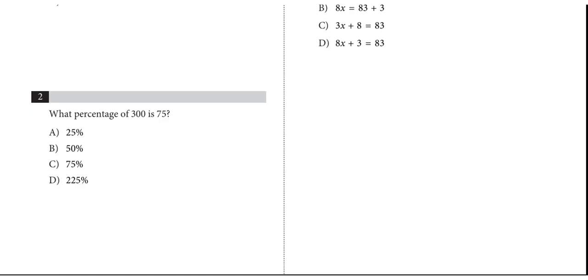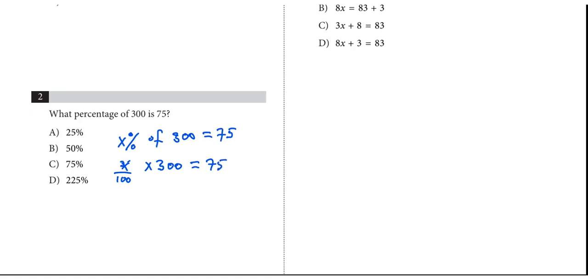Question 2 says, what percentage of 300 is 75? So let's use x to represent the percentage. That is, x% of 300 is equal to 75. So now this automatically means x over 100 times 300 is equal to 75.